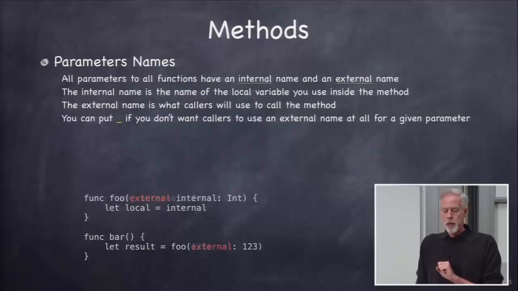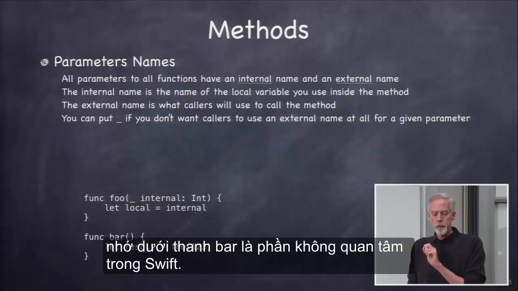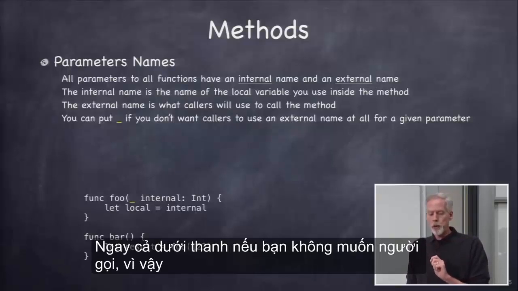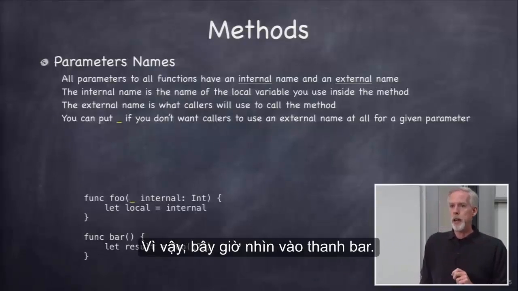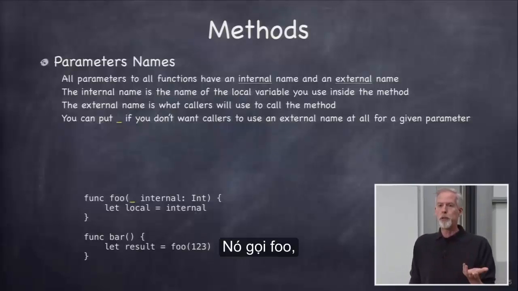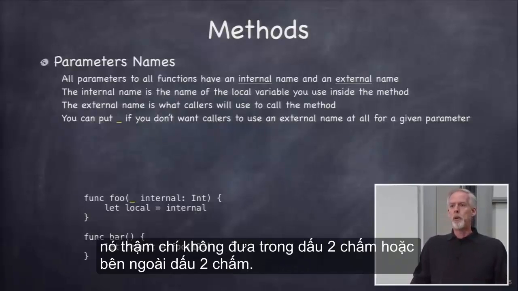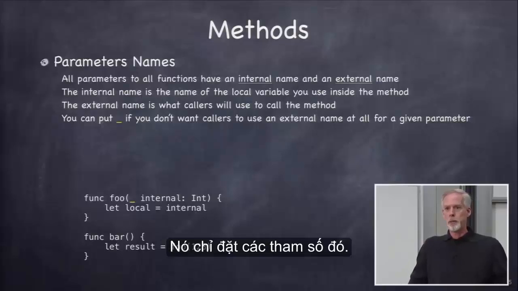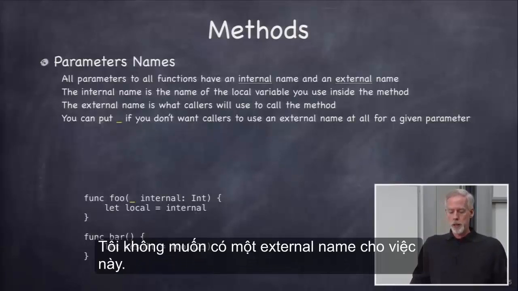They can be different. You can put an underbar. Remember, underbar is kind of the don't-care thing in Swift. You can put an underbar if you don't want callers to use an external name. So now look at bar. It calls foo. It doesn't even put internal colon or external colon. It just puts the argument there. So the underbar says, I don't want to have an external name for this.